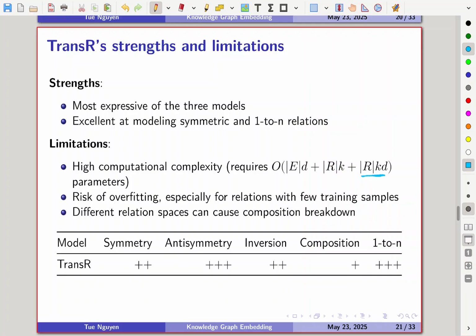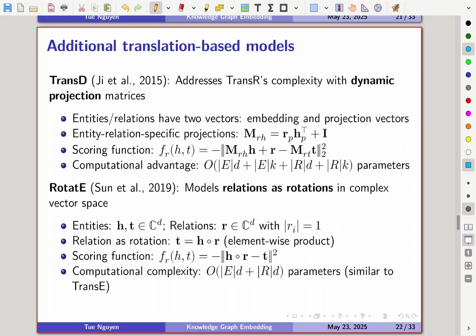And this is the summary of modeling capacity for TransR. There are several extensions to the translation-based model class, for example, TransD and RotatE. TransD addressed the complexity problem of TransR by using dynamic projection. And RotatE modeled the relations as rotations in complex space.